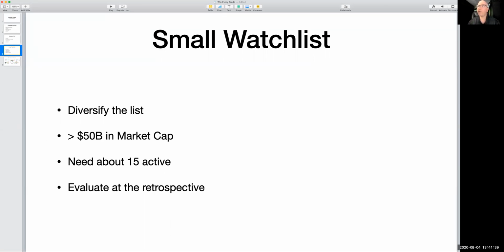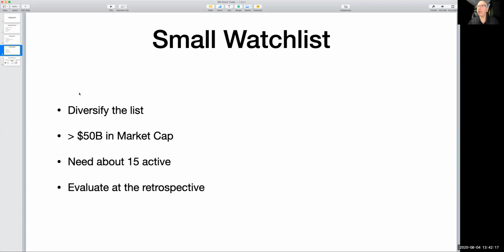But I think the one bit of criteria we can use is that the stocks have at least a $50 billion market cap. That kind of assures that they're a big enough company that all the news that is out there is kind of baked into the price. There's really nothing out there that's going to cause it to go haywire for the most part. And for that reason, it's going to be relatively stable. We're going to need about 15 of these to be active, and then we'll evaluate that at the end of each campaign in our retrospective.